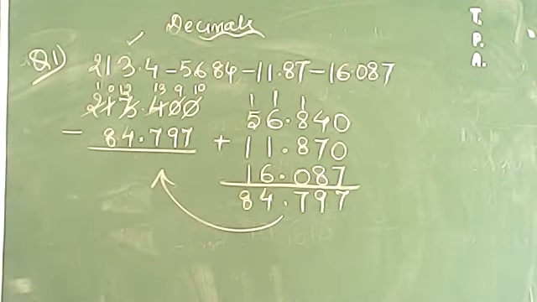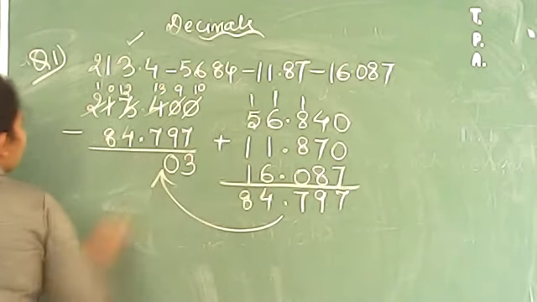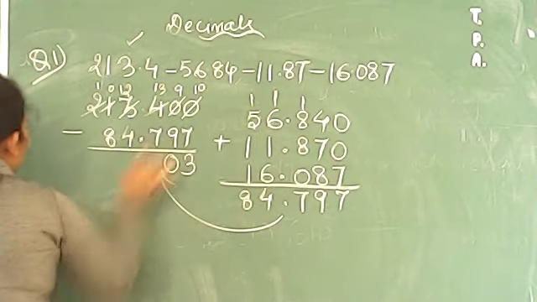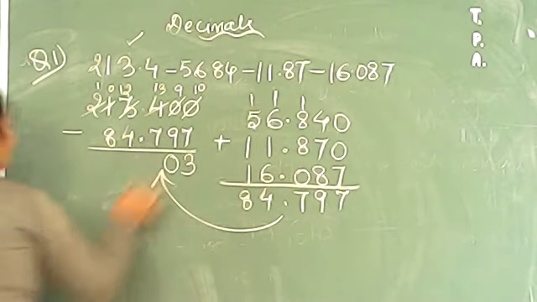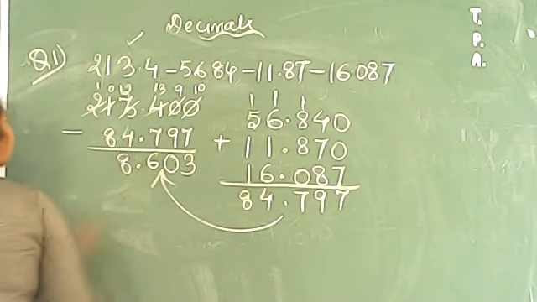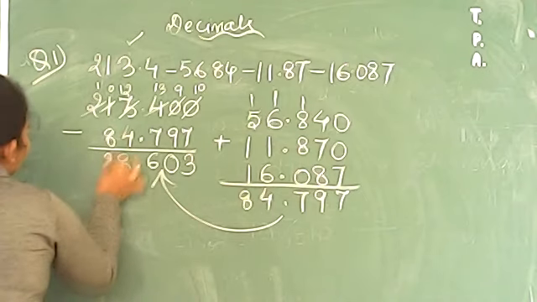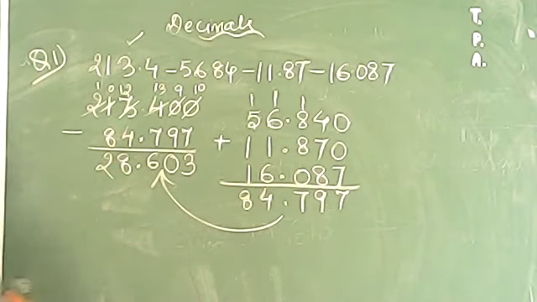Now just simply subtract it. 10 minus 7, 3. 9 minus 9, 0. 13 minus 7, you will subtract it, 6. Now 12 minus 4, 8. And 0 minus, you will be having this one, 10, 10 minus 8, it would be 2. And this would be 1.